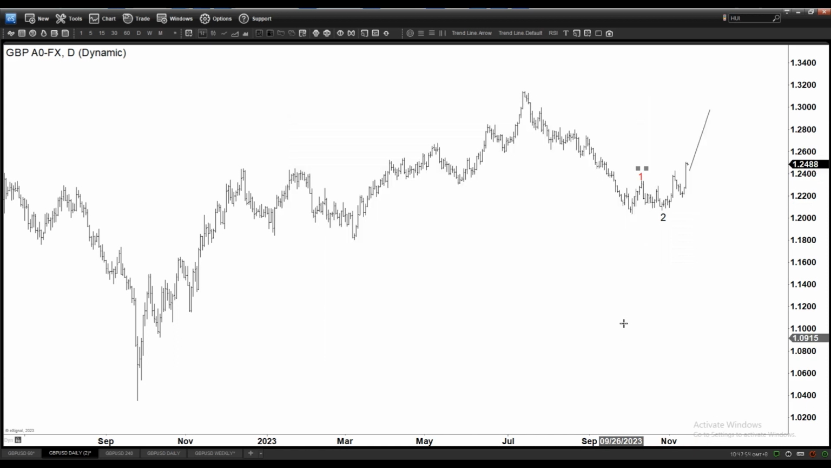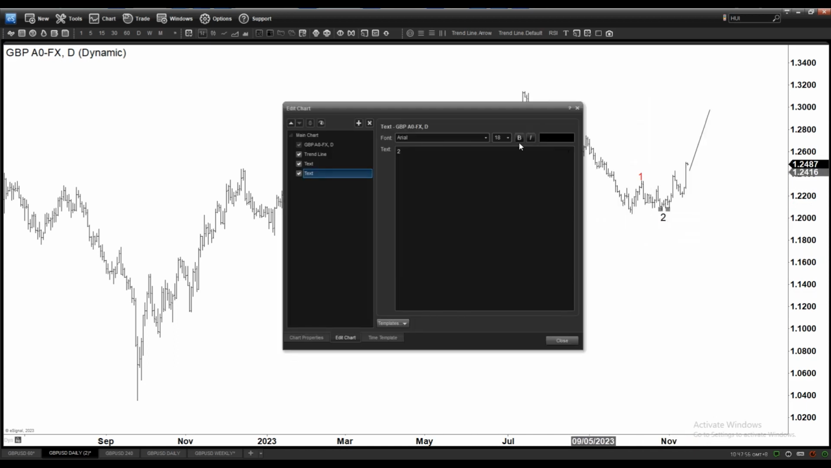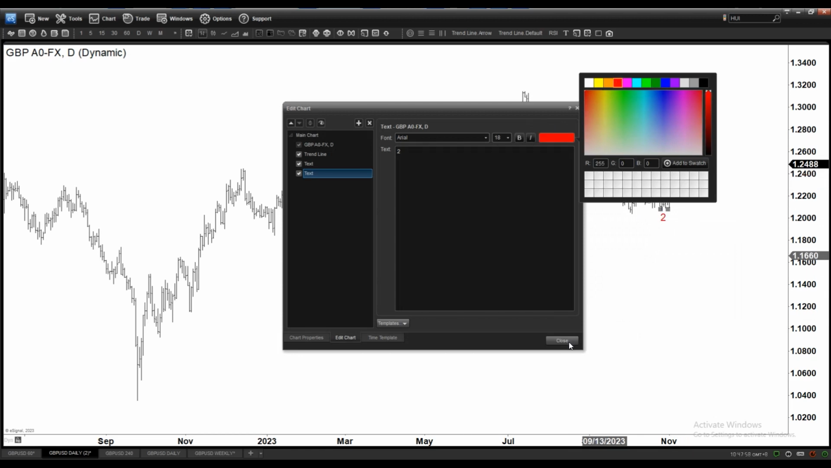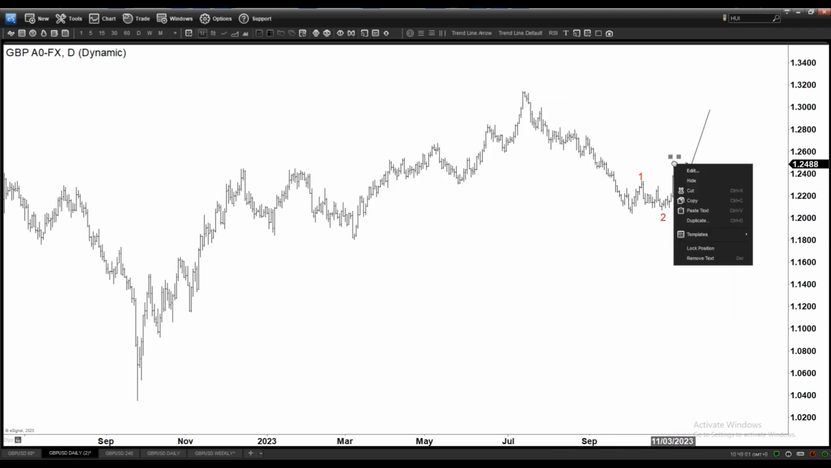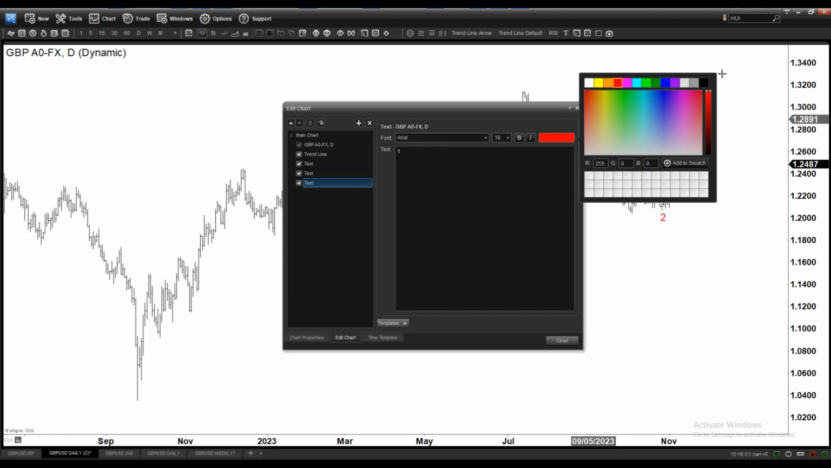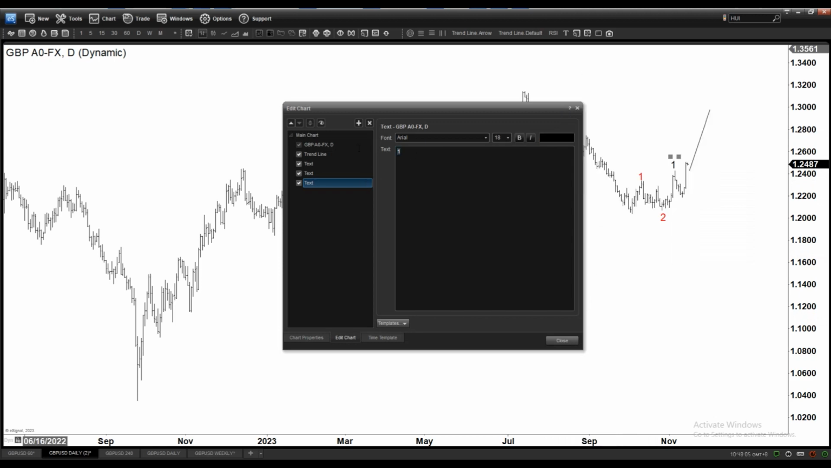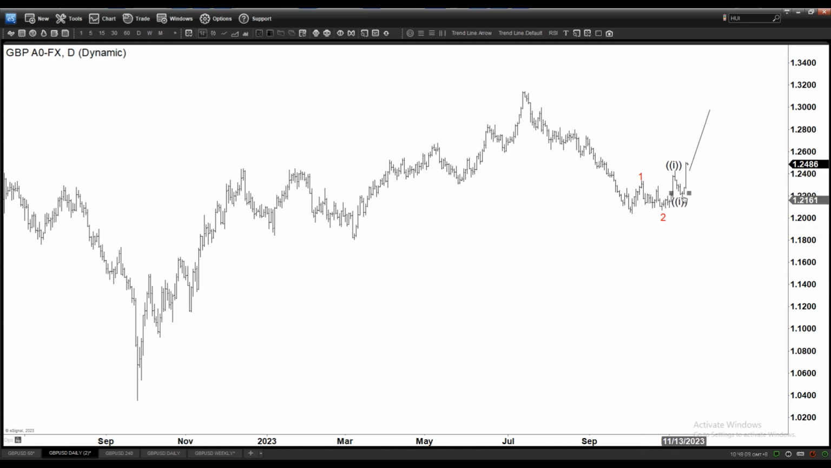Let me put some degree here, and then you got another 1-2 again, so it becomes a nest. Now if it is a 1-2-1-2, you will continue to go higher quite a lot in a 3 of 3.